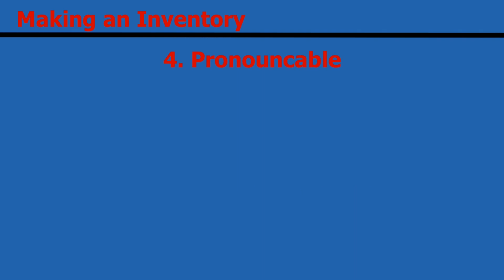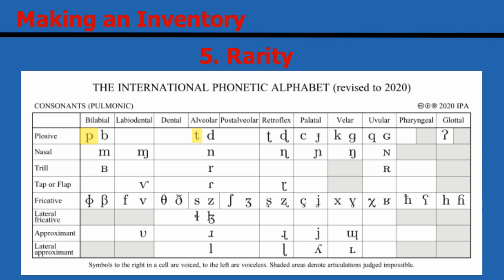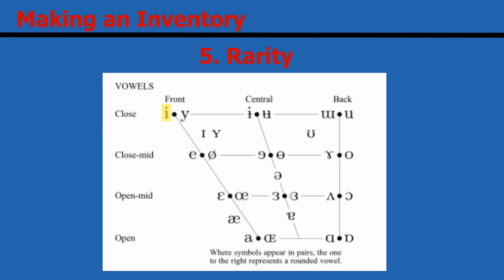For instance, I can't roll my R's, and so I never include a rolled R in my language. Also, make sure that it makes sense what sounds are in your language. Some sounds are more common than others, and so it's best to keep the number of rare sounds to a minimum. The most common consonants are pa, ta, ka, ma, and na. And the most common vowels are e, a, o, and u. Almost every language contains these sounds, so when creating a conlang, your safest bet is to include them.